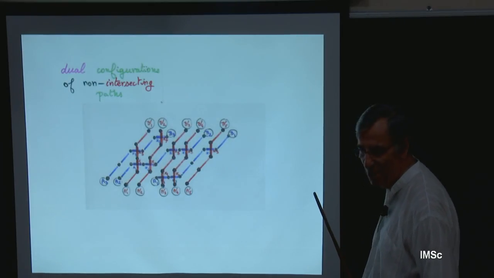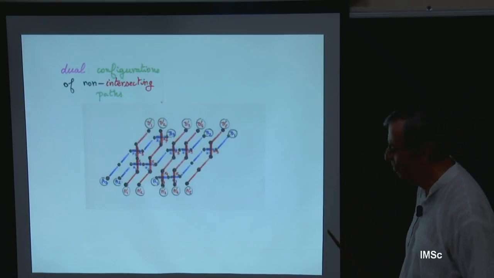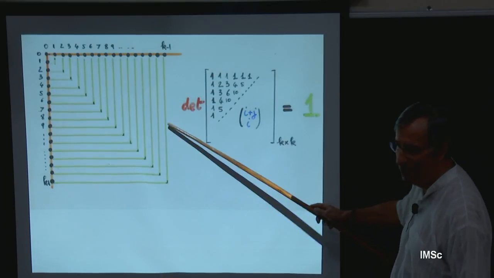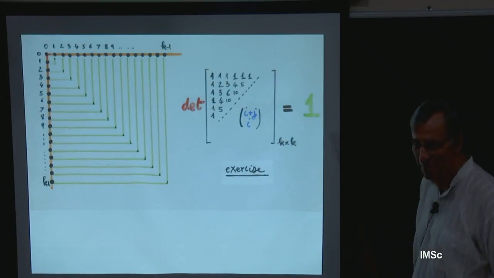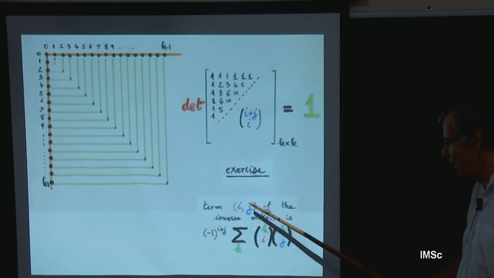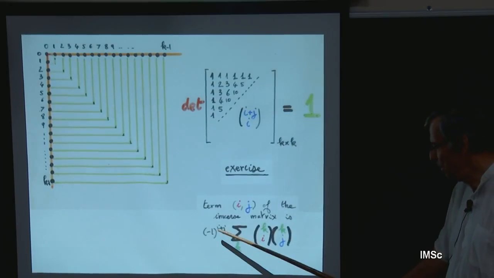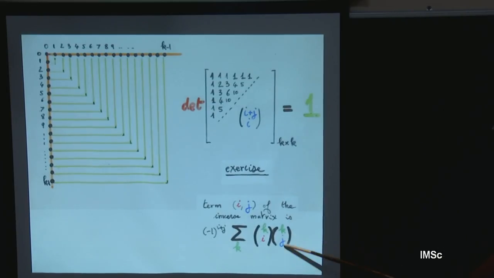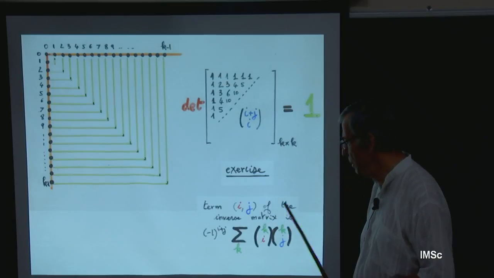And then you have not only the dual of a path, but you have a dual of a configuration. So let's apply this to this very compact configuration giving a determinant equal to 1. So exercise: prove that the term ij of the inverse matrix is this. Minus 1 power i plus j, sum over k of binomial coefficient k choose i, binomial coefficient k choose j. I claim that the proof can be done by using this idea of a dual path.